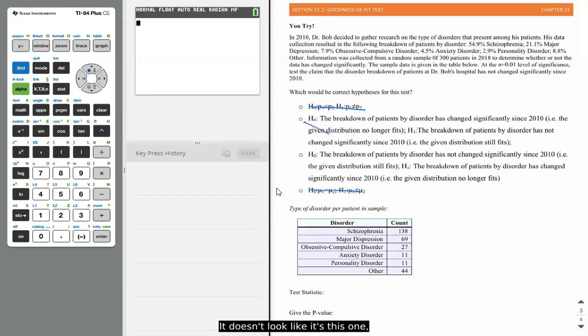So it doesn't look like it's this one, so we're hoping that it's our last choice, where it says the breakdown of patients by disorder has not changed significantly since 2010, right? So the given distribution still fits. And the alternative is the breakdown of patients by disorder has changed significantly since 2010, which is the given distribution no longer fits. So that is the correct one. That's the one that we would choose.